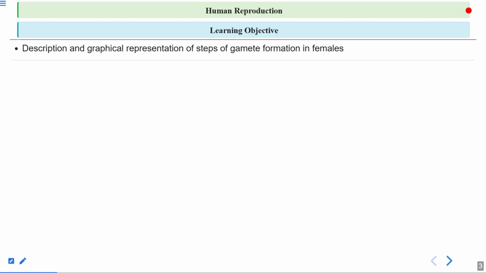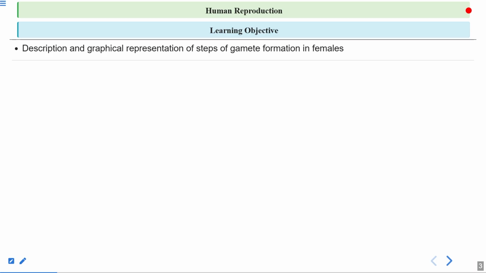So, what are the objectives of today's lecture? What we will study in today's lecture. We'll talk about gamete production in the females, or gamete formation in the females. Gamete formation in females is known as oogenesis. So, we'll talk about oogenesis.